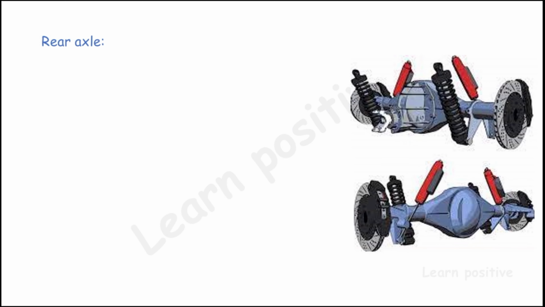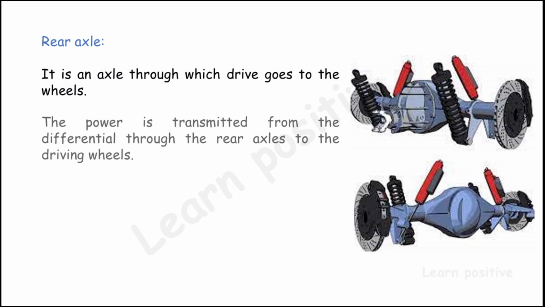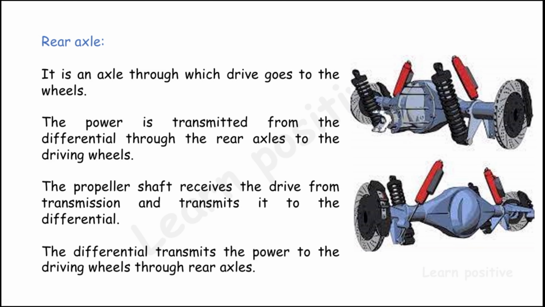Today's topic is the rear axle. It is an axle through which drive goes to the wheels, so it is said to be the rear axle. The power is transmitted from the differential through the rear axles to the driving wheels. The rear axle gets the power from the differential, and the differential gets the power from the propeller shaft. From the propeller shaft the differential will receive the power and transmit it to the rear axles equally. The differential transmits the power to the driving wheels through the rear axles only.